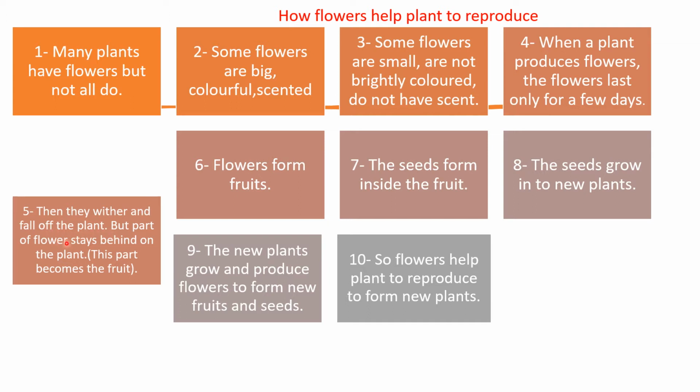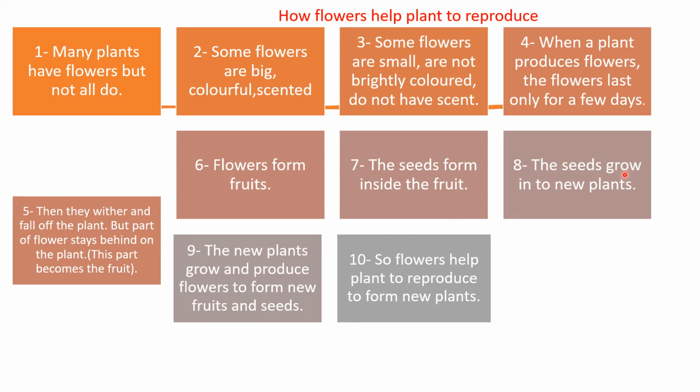But part of the flower stays behind on the plant, and that part becomes a fruit. We have already discussed that flowers form the fruits and the seeds. When the flower withers and falls off the plant, part of the flower stays behind, and this part becomes a fruit. And then the seeds form inside the fruit.